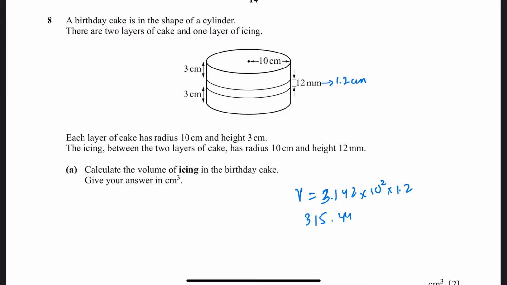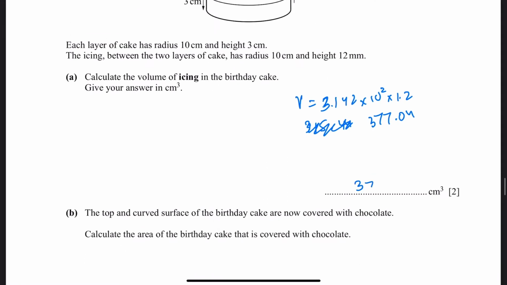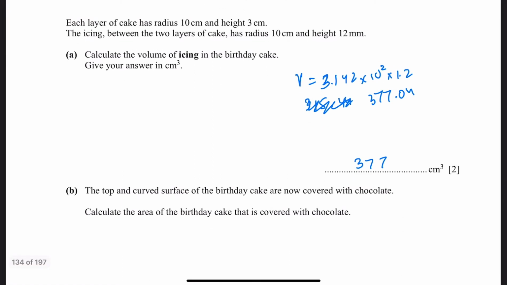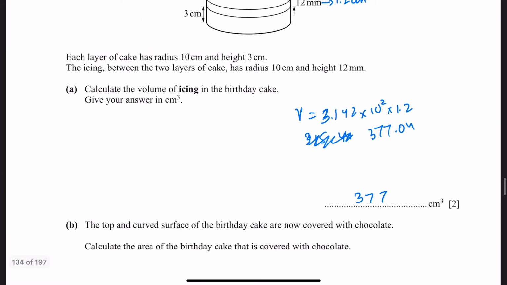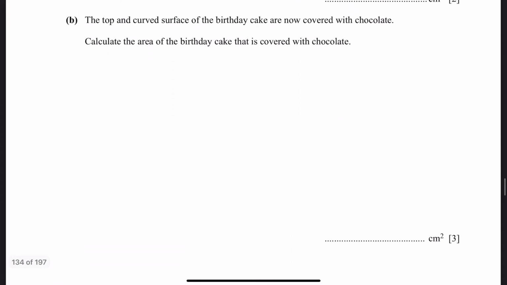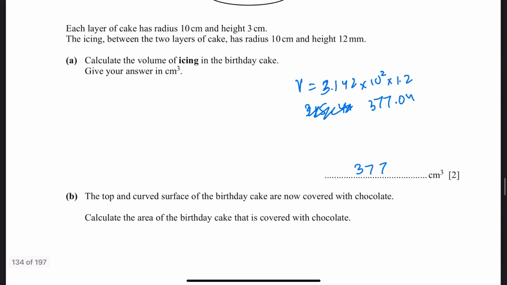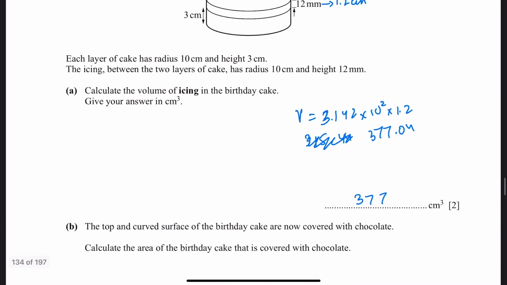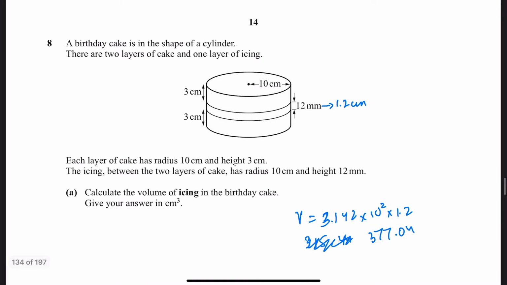There's a calculation mistake. $377.04. So that's 377. It says the top and the curved surface of the cake are now covered with chocolate. Calculate the area of birthday cake that is covered with chocolate. Okay, the top and curved surface of the birthday cake are now covered with chocolate.